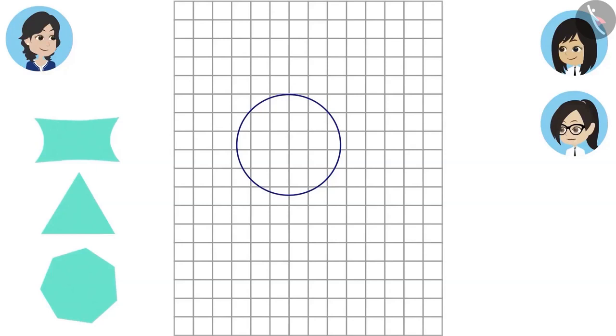Measuring them is not easy. That is why they are called difficult shapes. But madam, how do we measure it then? There is a rule for this.